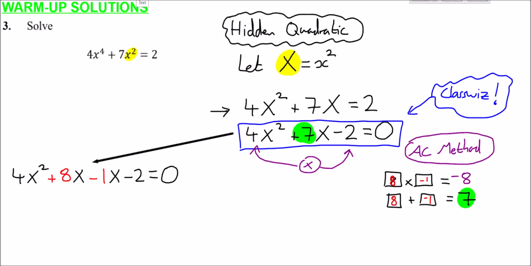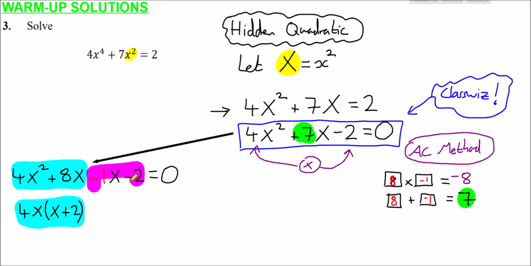Okay, so looking at this first grouping here, 4x squared plus 8x, that will factorise. We've got a common factor of 4 and a common factor of big X. So we can factorise out a 4 and a big X by having in brackets x plus 2. In a similar way, this pair here at the end will also factorise. Both terms are negative, so we can factorise out a negative 1. In the brackets, to make it work, we'd have x plus 2.